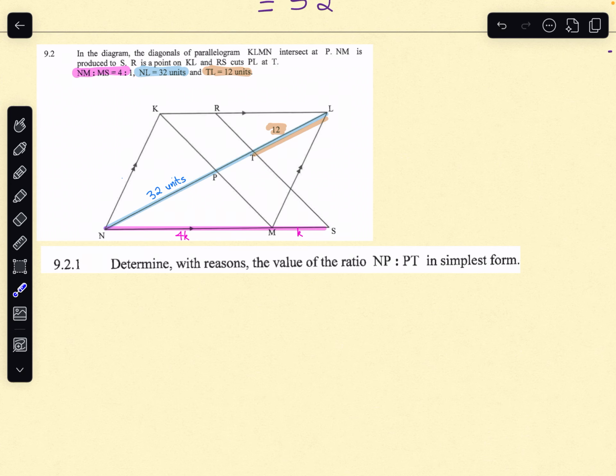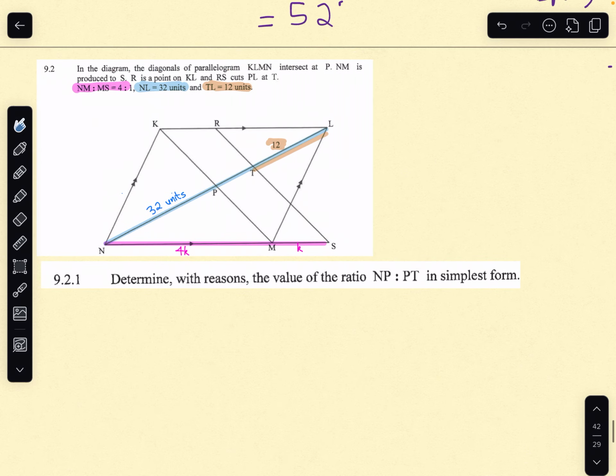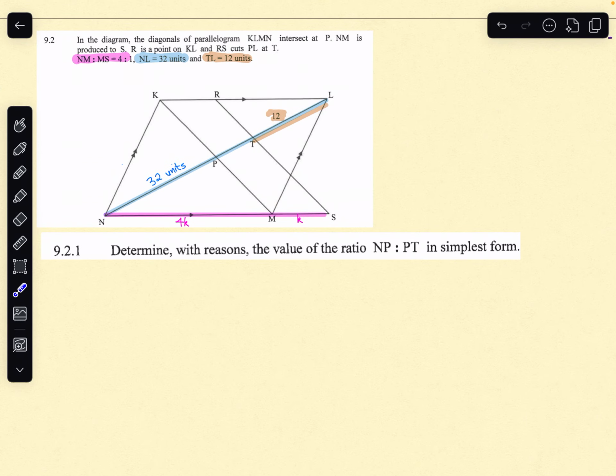And there's nothing special about the diagonals of parallelograms, is there? I think they bisect each other, but they're not necessarily equal. So let's see. We don't know how long this is. We know how long this is. We know that this whole side is 20. And that's about it. And I think the next question is about proving that KM is parallel to RS. So it makes me feel like finding the ratio shouldn't involve me proving that these are parallel.